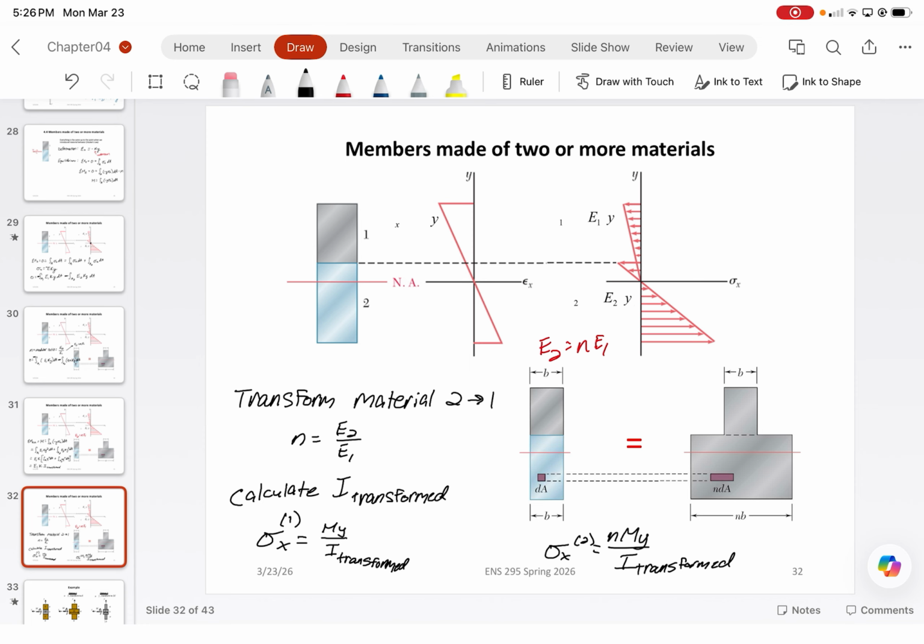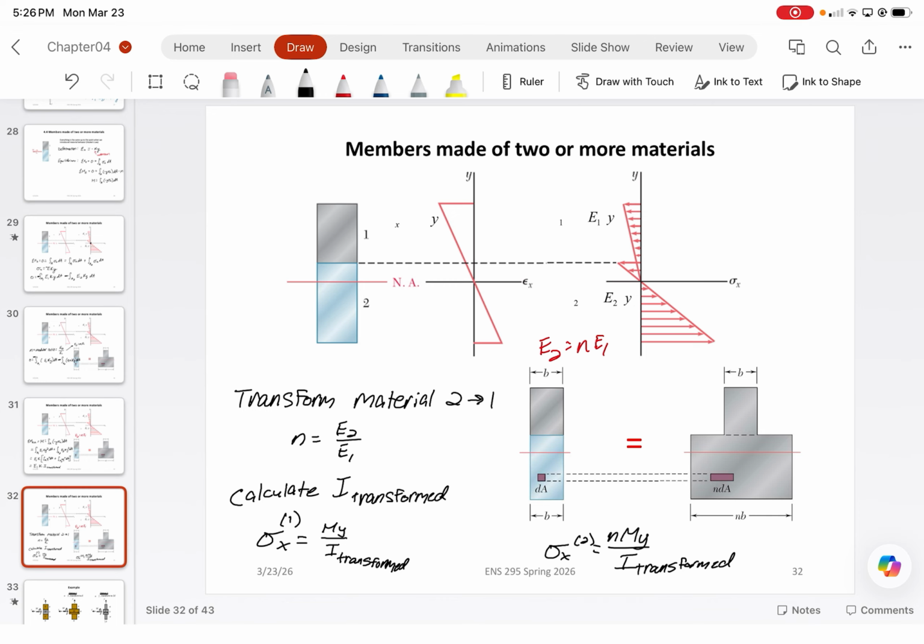Does that make sense? Multiplying by that term n will actually increase the amount of stress, because if you think about it, a larger, stiffer material will generally want to take on more load in order to compensate for the deformation. Make sense? It's like trying to bend a piece of steel with Play-Doh on it. The Play-Doh is not going to take any load whatsoever, but it'll deform the same as the steel.